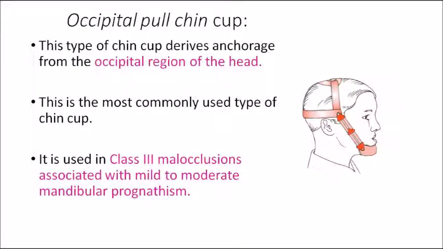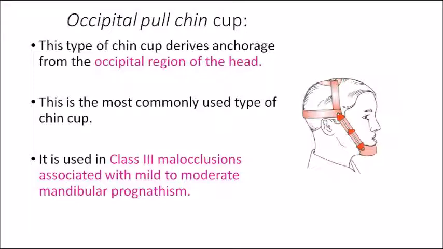So class 3 malocclusions, mild to moderate malocclusions with mandibular prognathism, and successful in patients who can bring their incisors in an edge-to-edge position at centric relation. Even in patients with slightly protrusive lower incisors, this is successful, because it can invariably produce a lingual tipping of the lower incisors.